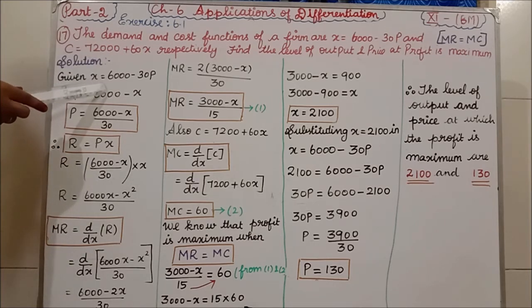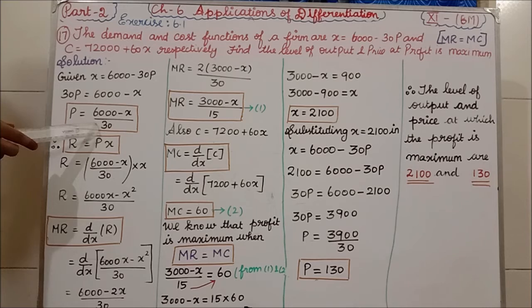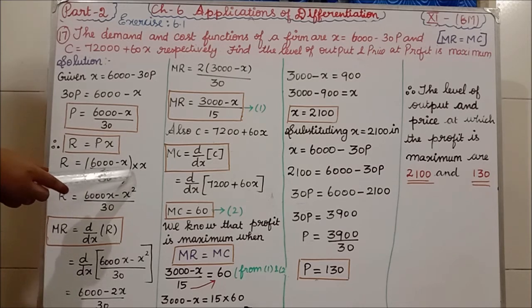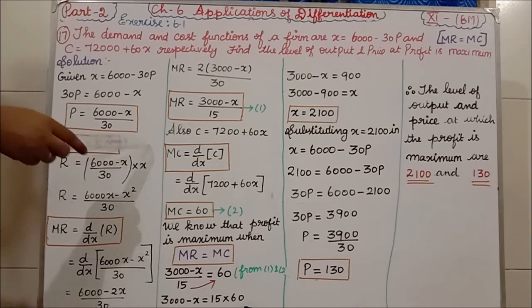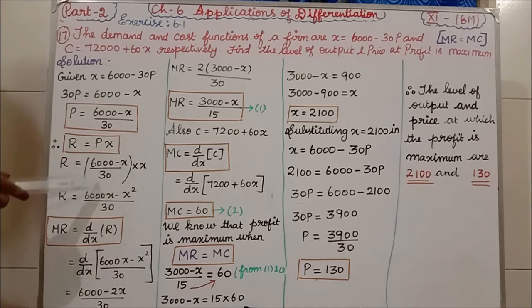Using this equation we have got the price value. So revenue is equal to 6000 minus X divided by 30 into X. In the next step I take the X inside: 6000 into X is 6000X, X into X is X square, divided by 30. Clear? Now, how have we got the revenue value?